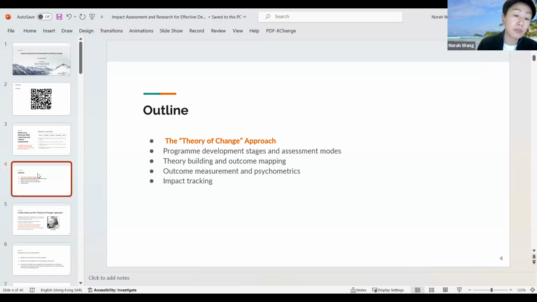Last but not least, we will talk about impact tracking and the research designs that could be used for impact tracking. Okay.